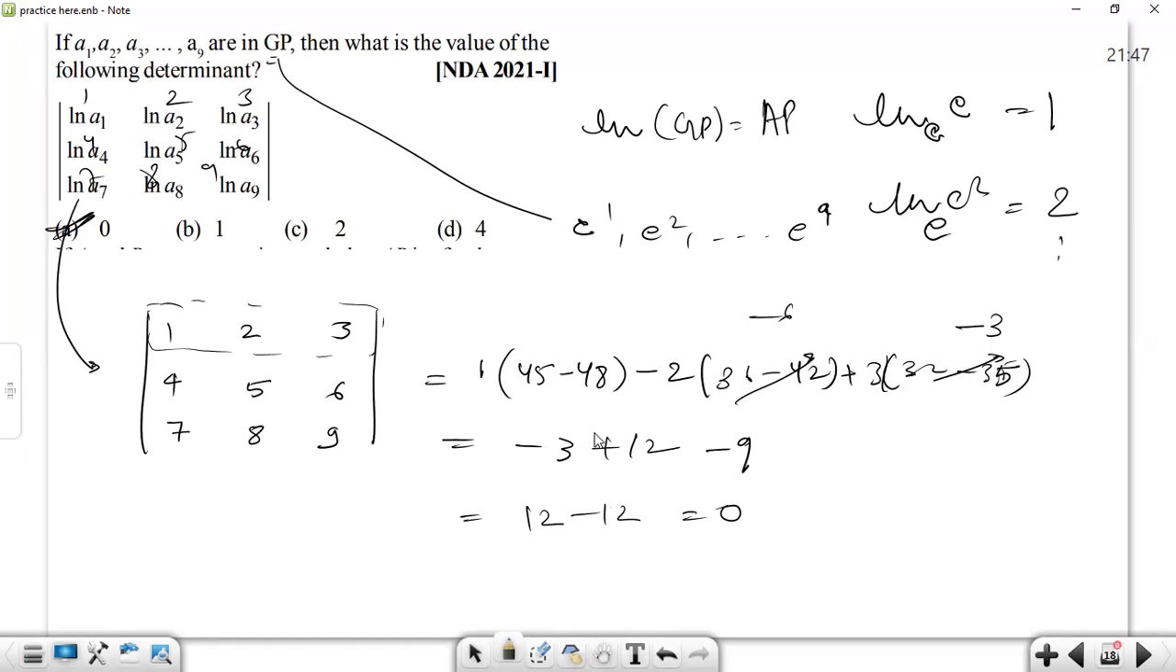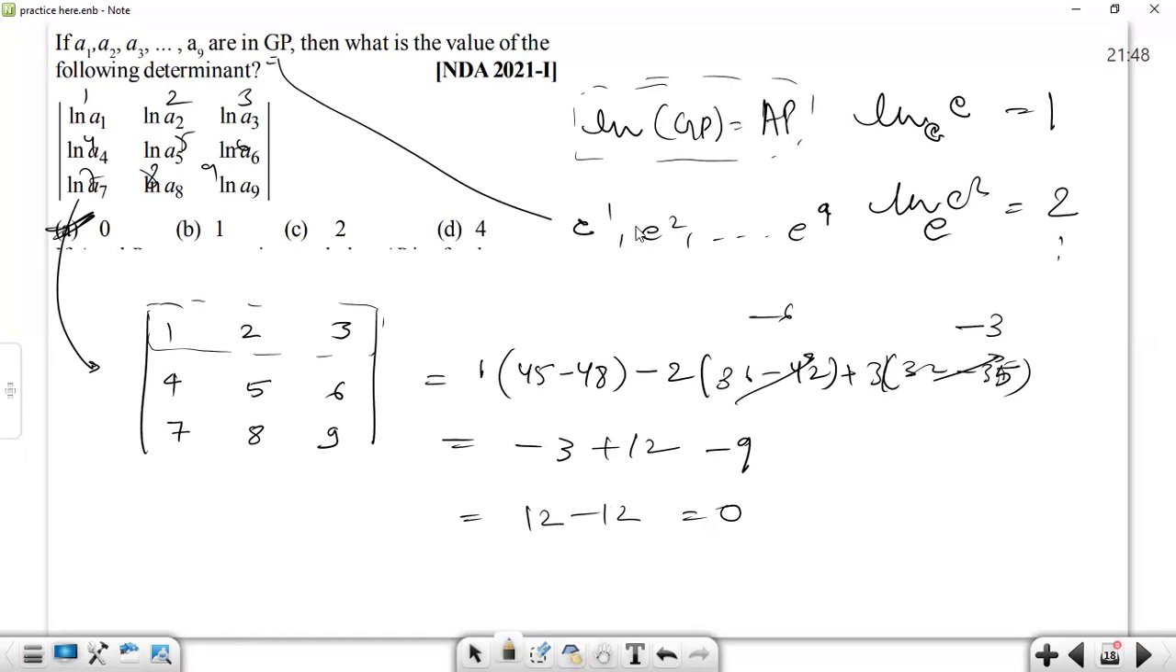Any doubts, anyone? No, sir. Yeah. Please understand that these given terms were given in GP. So if you take logarithm of any GP, that becomes an AP. Using that understanding, we have assumed that the GP is as simple as e raised to power 1, e raised to power 2. The common ratio is e here.